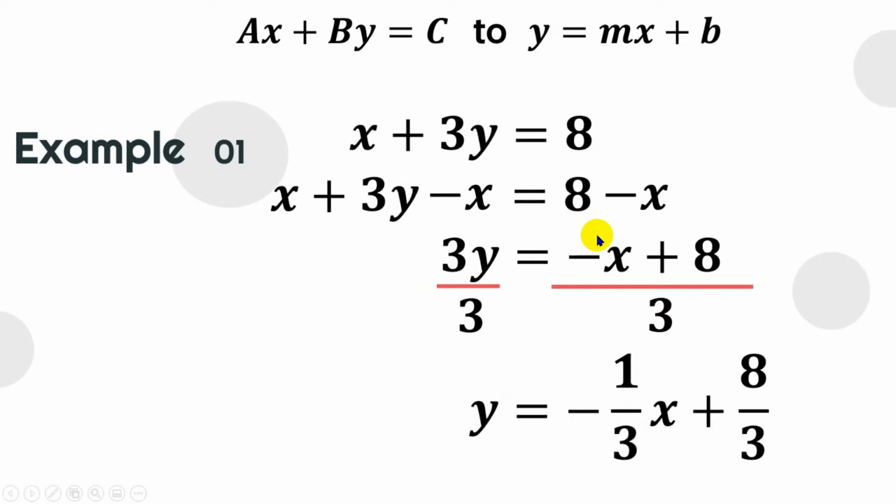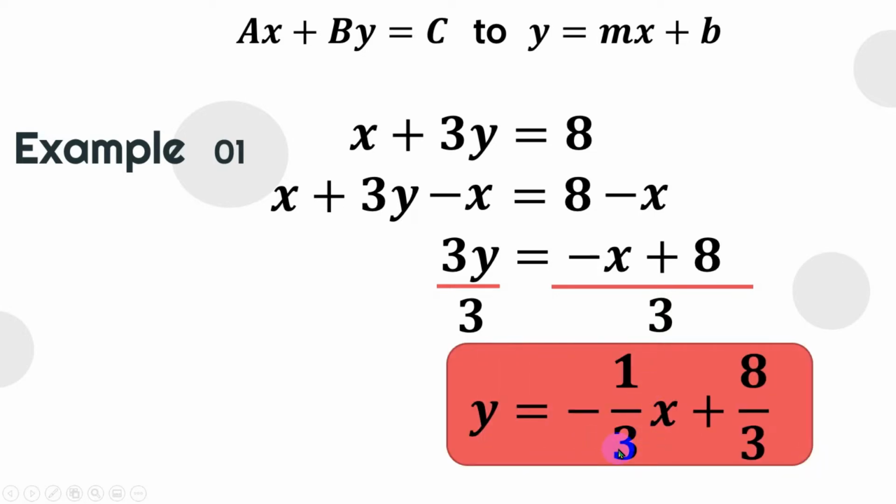Saan nanggaling yung 1? That is the numerical coefficient of negative x. So negative 1 over 3, which is our denominator. Kaya tayo nagkaroon ng negative 1/3 x. And then we have 8 over 3 or 8/3. So i-add lang natin yun. We don't need to divide it na kasi okay lang po na may fraction tayo. This will be our slope-intercept form of the equation x plus 3y equals 8, where negative 1/3 is our slope and 8 over 3 is our y-intercept.